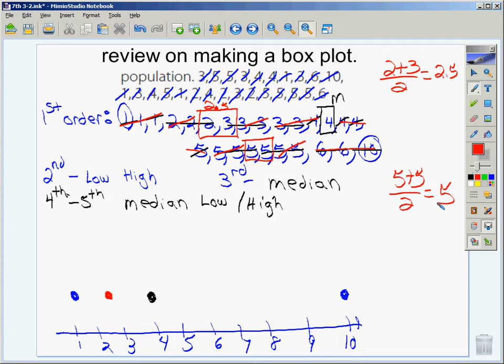So, what's my next point of plotting? 5. You'll notice, how many points have I plotted? 5 points. 1, 2, 3, 4, 5 points. It takes 5 points to create a box and whisker plot. The box is going to be from 2.5 to 5, right? The box is from the low median to the high median, and you put a line at the actual median.